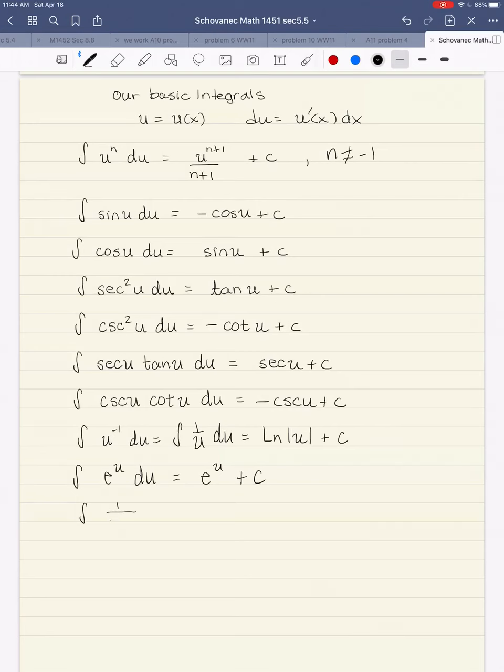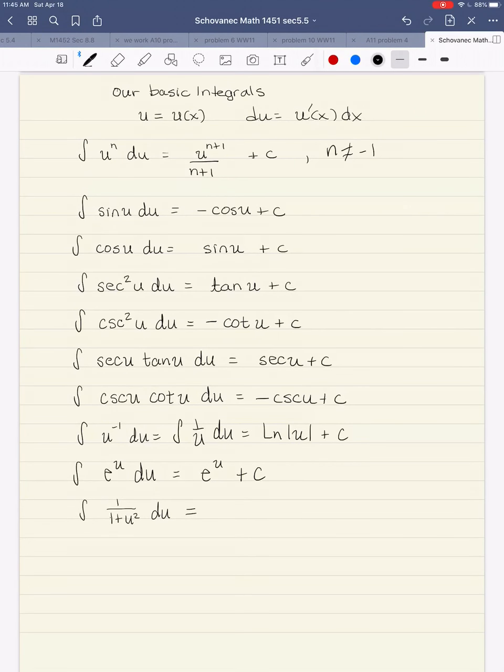And then there are 3 inverse trig functions. The inverse tangent is going to look something like this. Whether I put the u squared in front or back of the 1 doesn't matter. They're added. So that's the arctangent of u plus c. The inverse sine and the inverse secant had square roots. The inverse sine has the variable behind a minus.